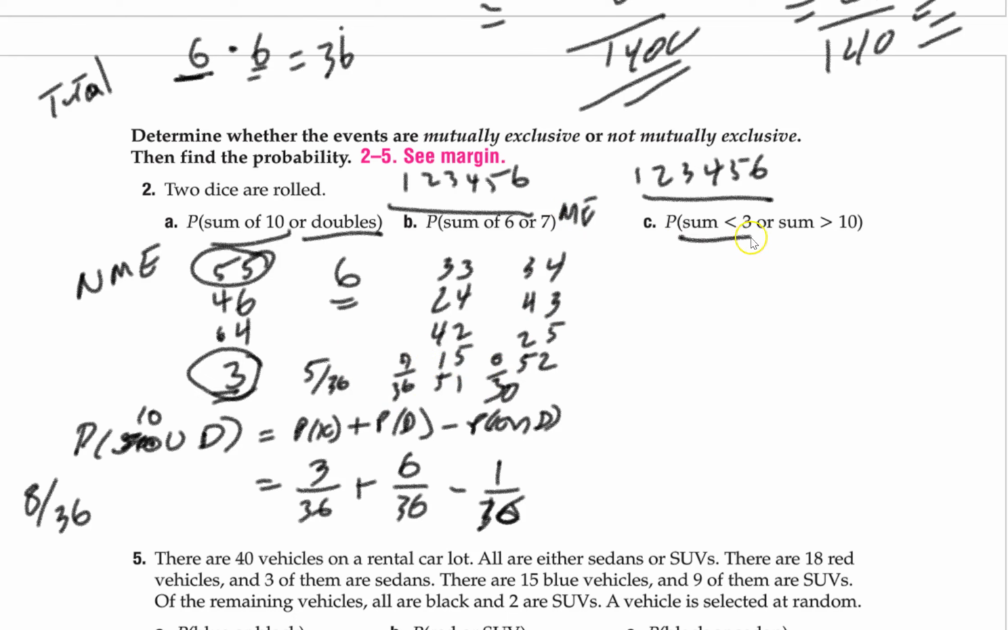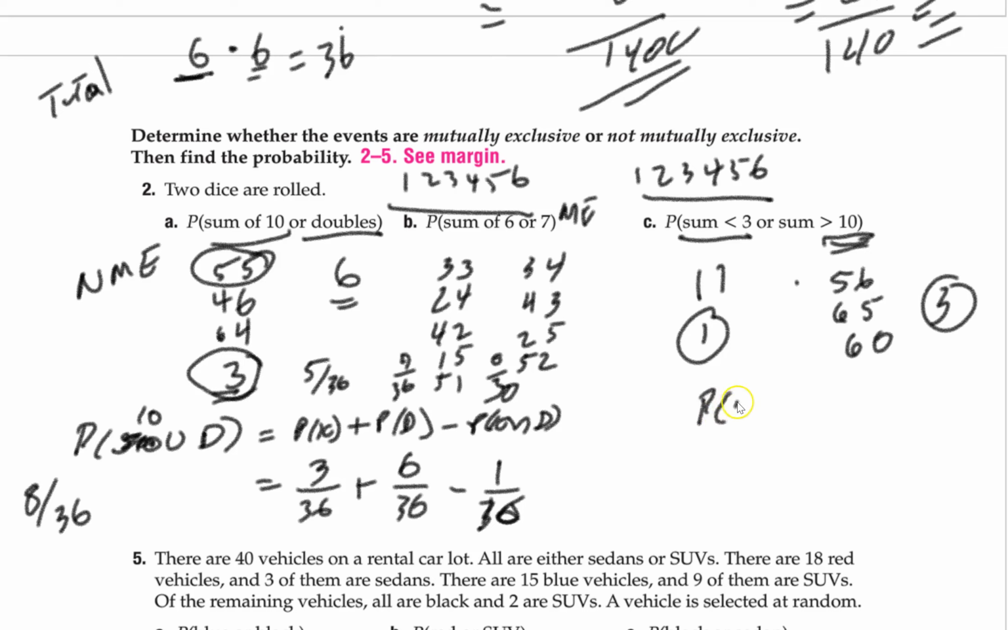How about this one? Sum less than 3. Remember, it can't be 3, it has to be less than 3. There's actually only one way to get a sum less than 3: 1 and 1. So only one way. Right, because if I do 2 and 1, I get 3, and I have to be less than 3. A sum greater than 10. Well, I could do 5, 6. 6, 5. I get 11. Or I could do 6, 6. So there's 3 ways to get a number greater than 10.